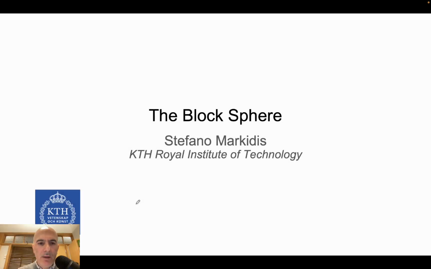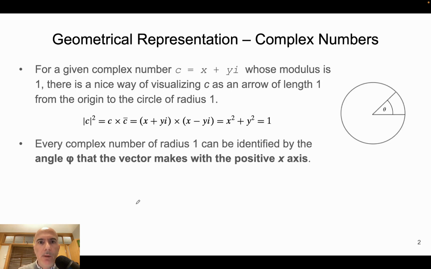Hi, welcome back. In this lecture, I want to talk about a useful and insightful representation of a qubit called the Bloch sphere. Before talking about how to represent the qubit in a geometrical form, we can think about how to represent geometrically a complex number with modulus 1, or amplitude equal to 1.